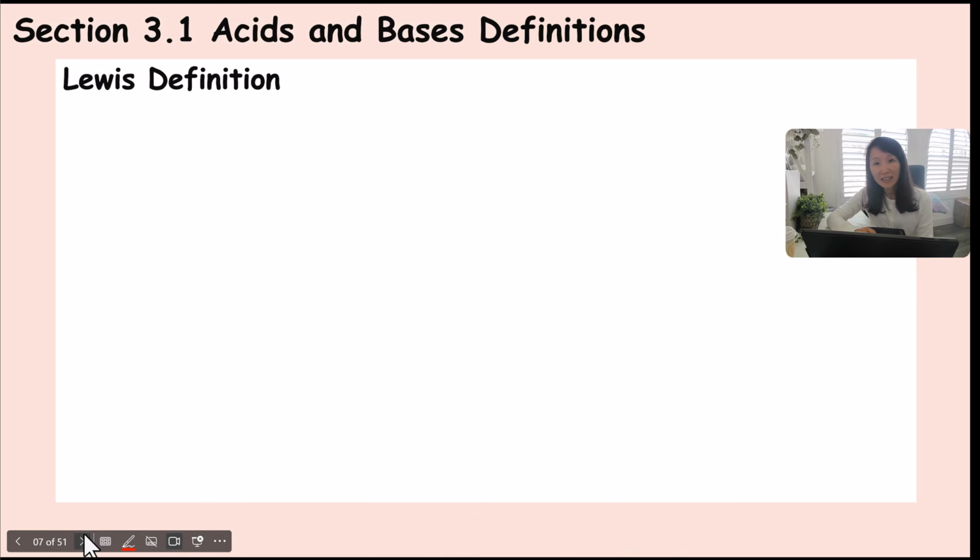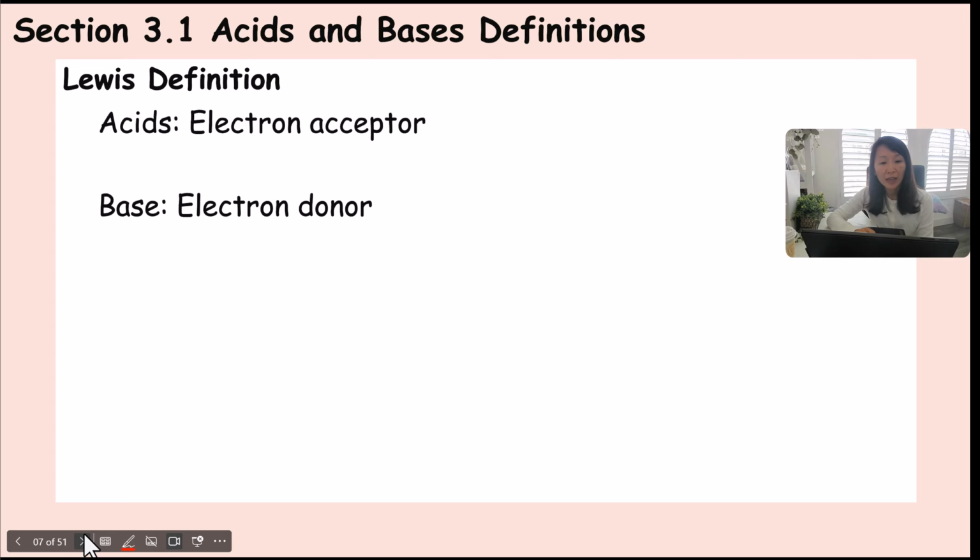There is a very last definition, which is called the Lewis definition. The Lewis definition says that an acid is an electron acceptor, it accepts electrons, whereas a base is an electron donor. I won't go any further than this because it will pop up again in a future lecture. We'll come back to this one later.